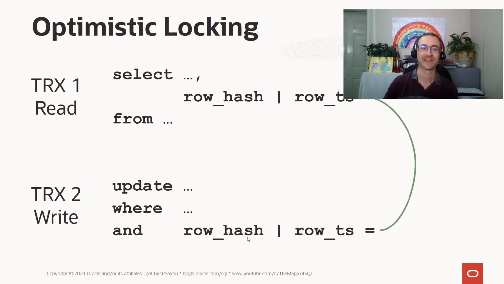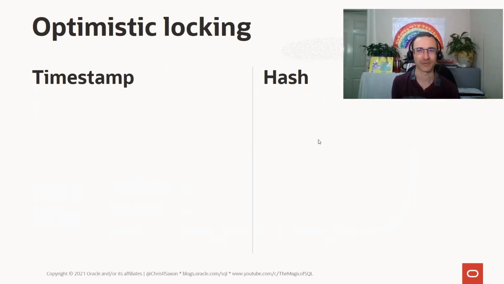So the key point here is this update also needs to change that hash or timestamp every time we change the row, so that we can detect the data has changed since we last queried it. So we know that it's not safe to do this. So which would you use here, row hash or a row timestamp? You could use version as well, but I'll just focus on timestamp and hash for time reasons at the moment.